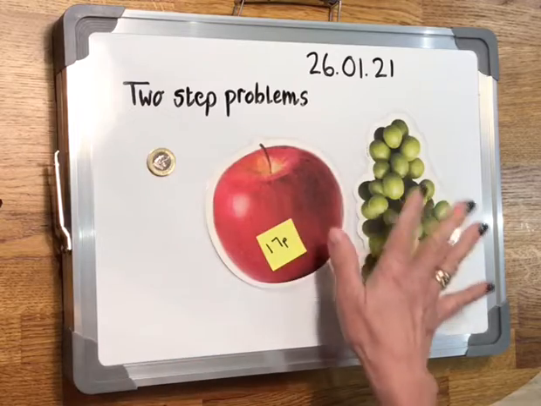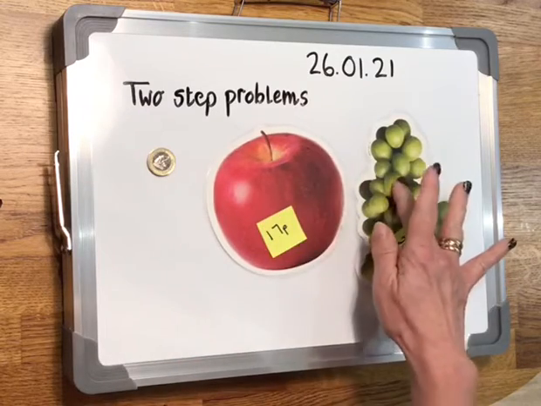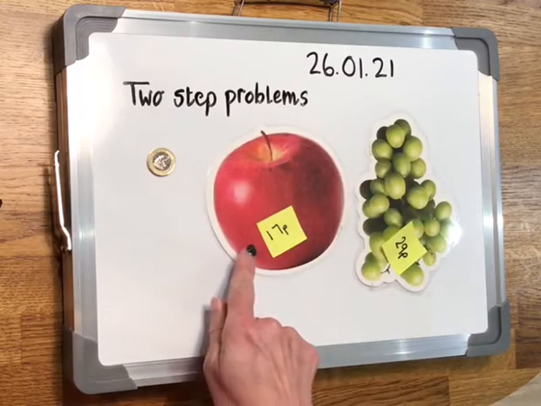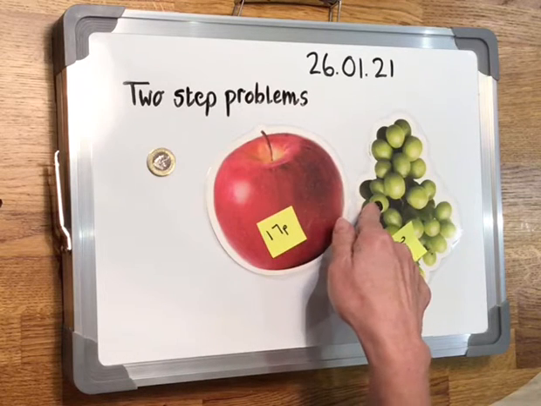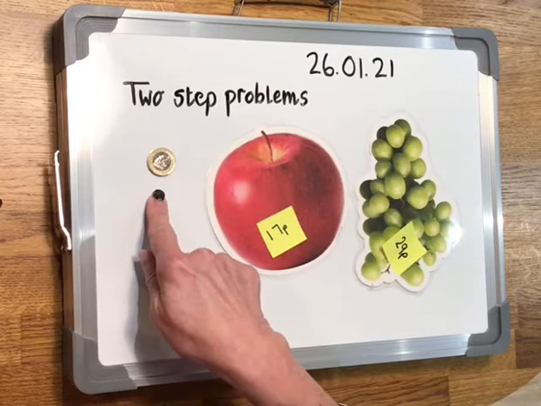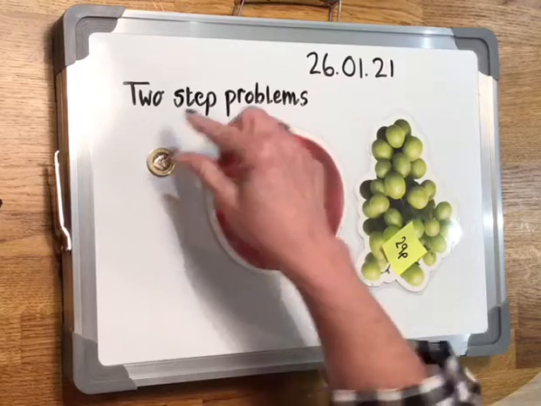So, can you see here, children? I have got two things I want to buy. I've got an apple for 17 pence and some grapes for 29 pence. And I've got £1 that I'm going to use to buy them. So just going to move that out of the way.